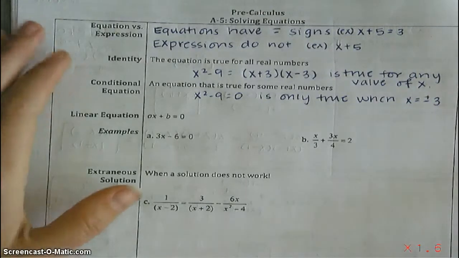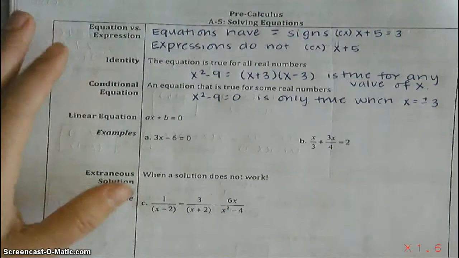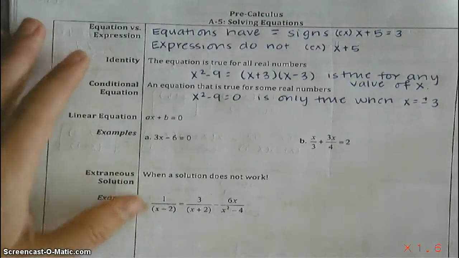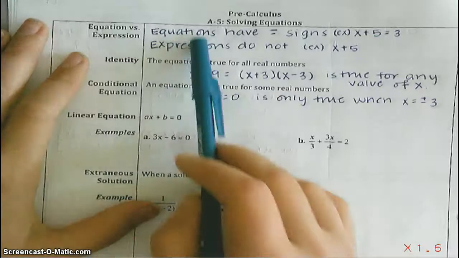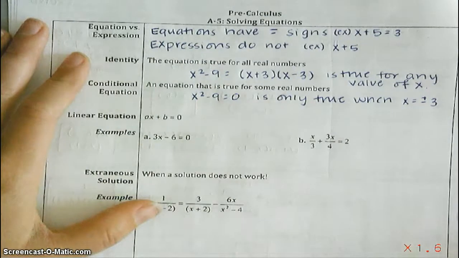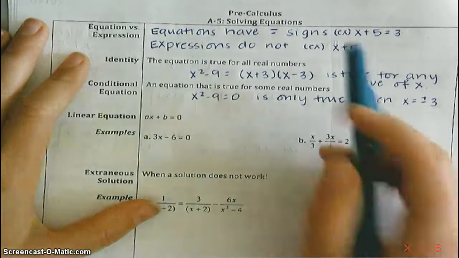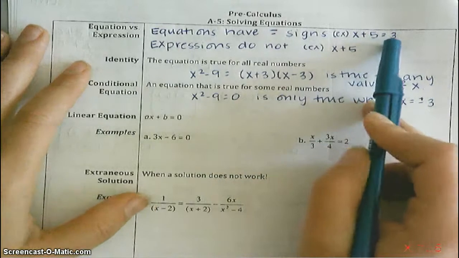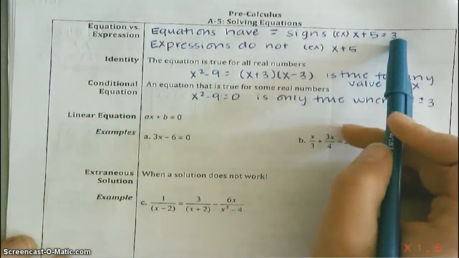The first thing you need to know about is the difference between an equation and an expression. If you look at the words, equation kind of sounds like equal. So equations are any mathematical statement that has an equal sign in it. So what I have is x plus 5 is equal to 3. You can actually solve for x for this equation.